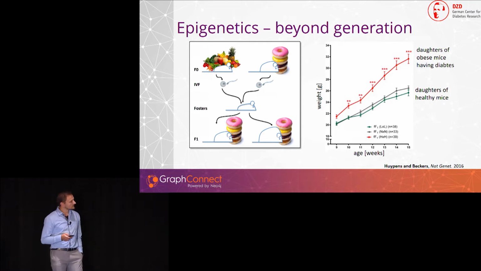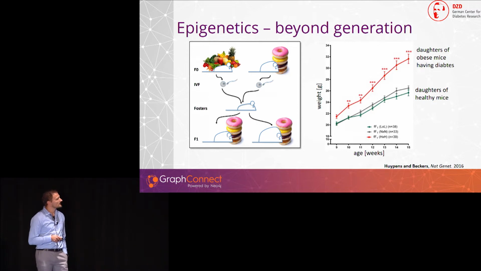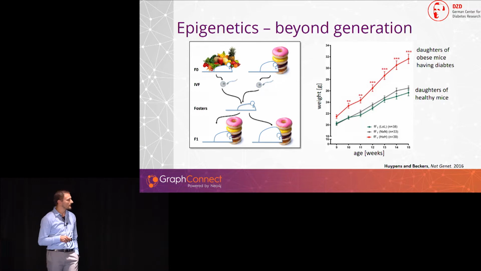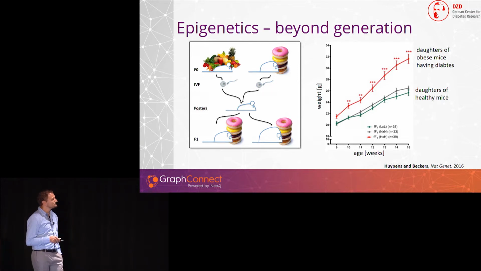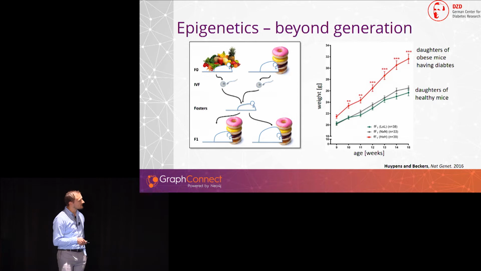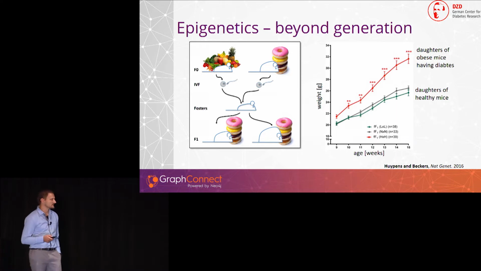A group of our researchers had an experiment in mice where you have different diets. So here, these mice get a normal diet, and these ones get a high-fat diet. And then you have an in vitro fertilization, and you see that the offspring, so the next generation, gets overweight, and with this overweight, the risk of diabetes is dramatically increased.